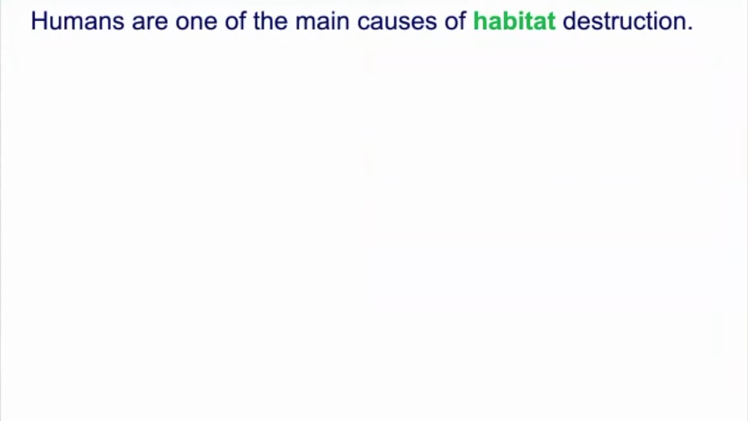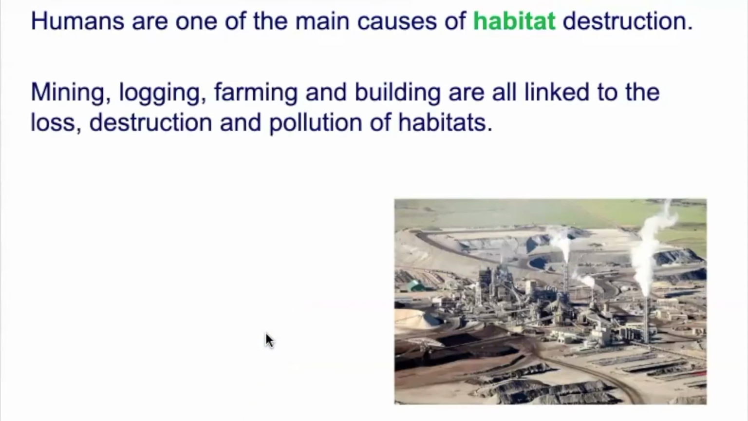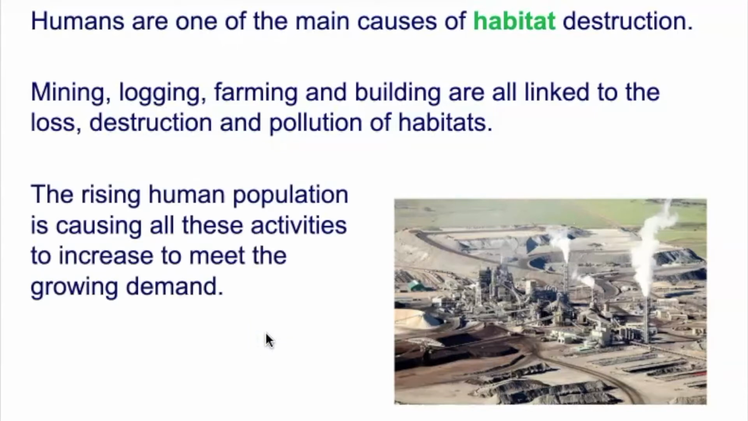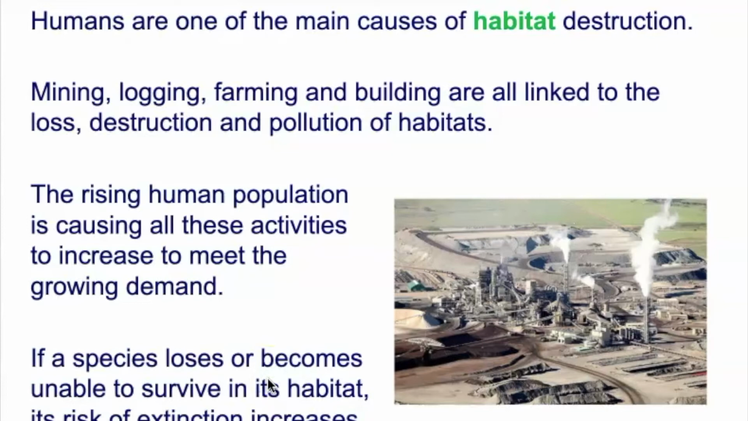Humans can cause extinction. We are one of the main causes of habitat destruction. Things like mining, logging, farming, and building for our homes or businesses are all linked to the loss, destruction, and pollution of habitats. The rising human population is causing all of these activities to increase to meet the growing demand for the growing population. If a species loses or becomes unable to survive in its habitat, it is at risk of extinction.